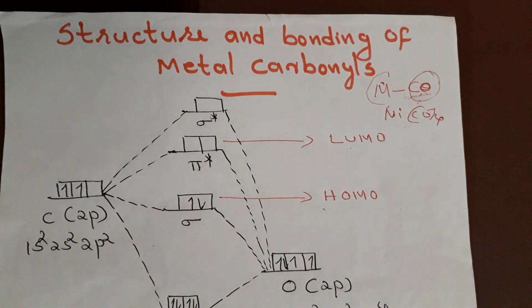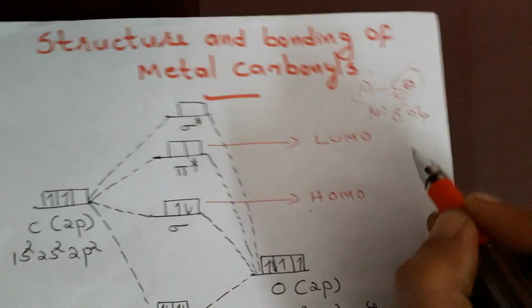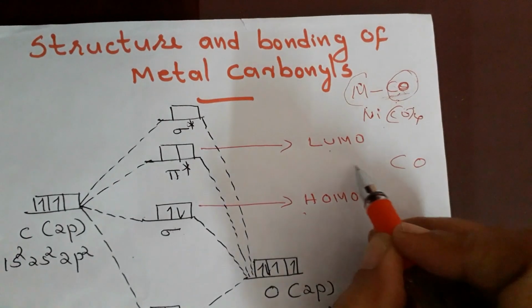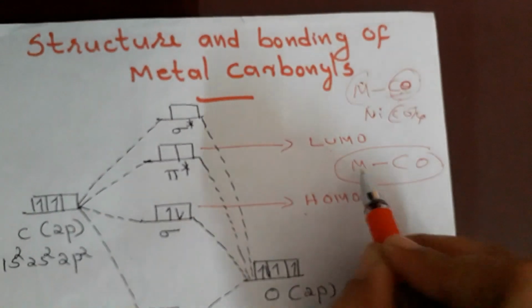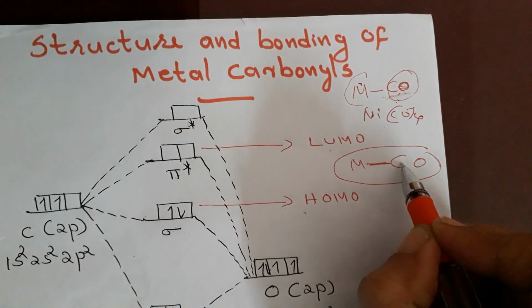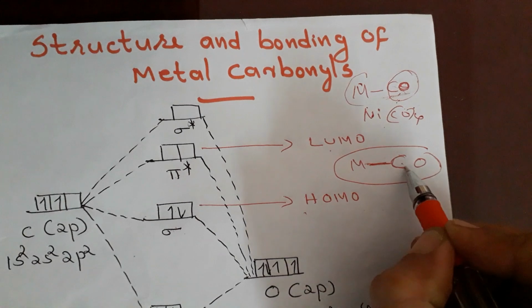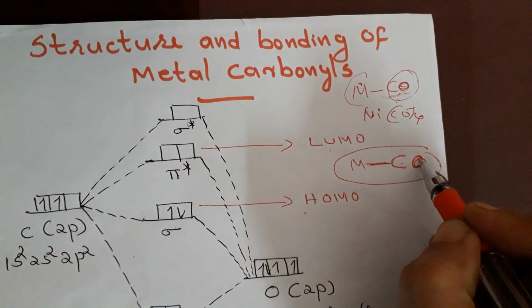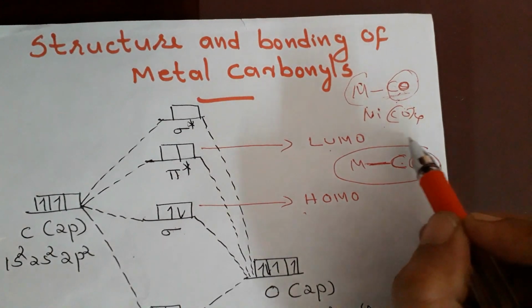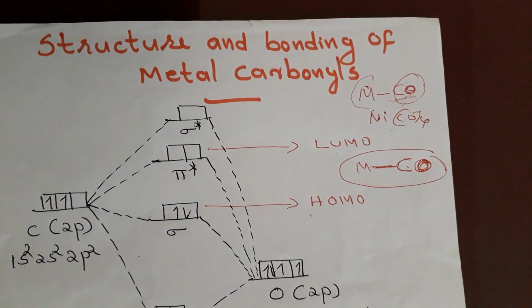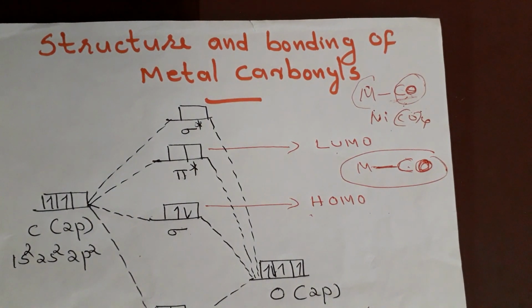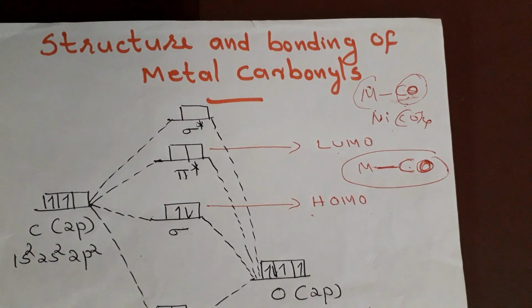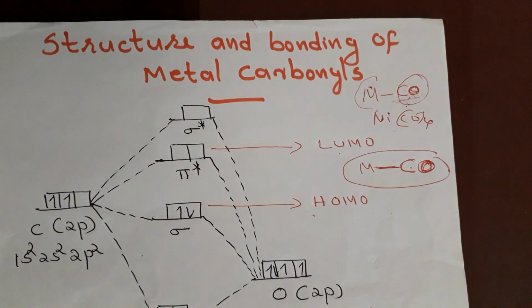There is a metal, then the carbonyl group, the CO group, and the metal is bonded to C, an M-C bond is there. Then this carbonyl group is an organic part, so it is very reactive. Some scientists say it is part of organometallic compounds, while other scientists say it is not an organometallic compound. Anyway, in your syllabus it is an organometallic compound.